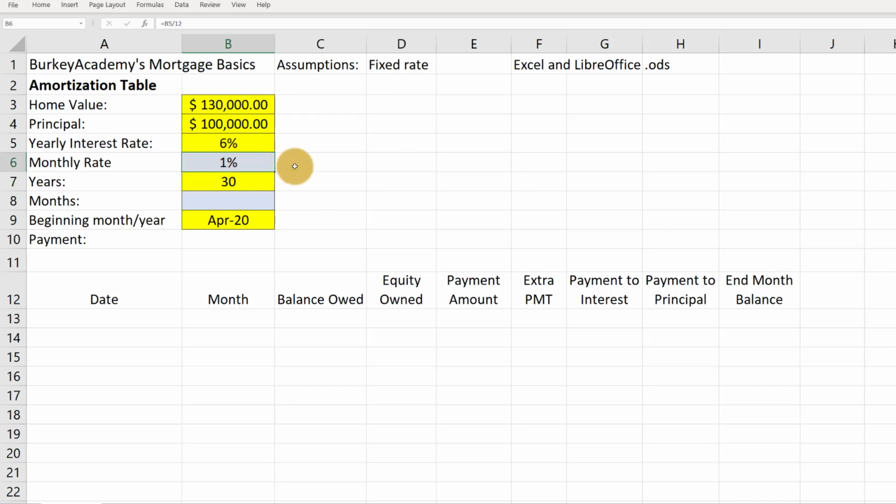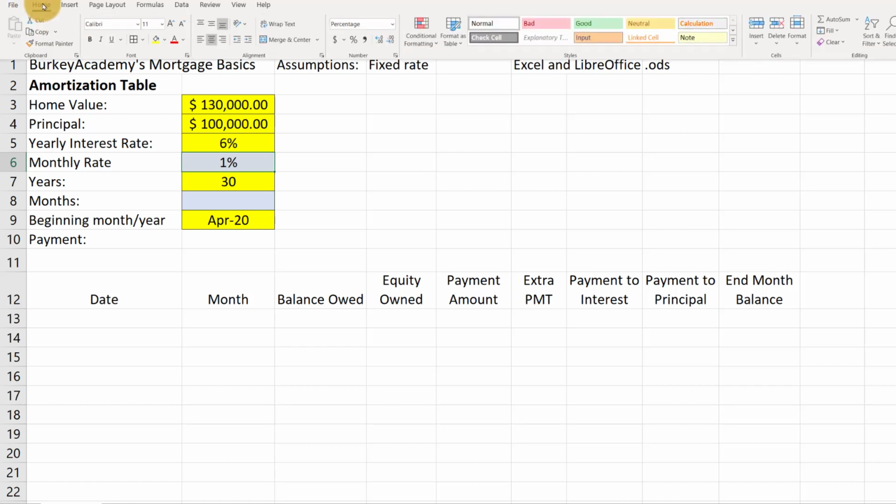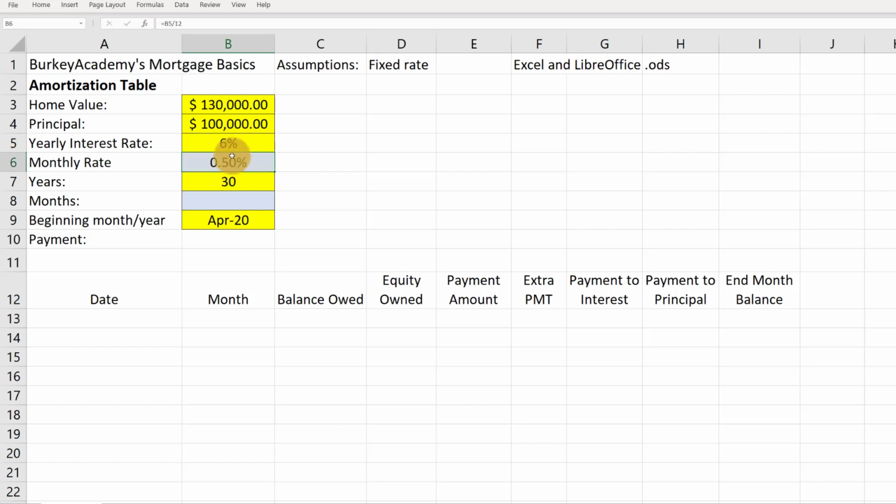And that says 1, and we know that 6 divided by 12 is not 1. The problem is it's rounding it off, so let's fix that. Open up our menu here, and here we can increase or decrease the number of decimal places shown. So now we see that that's actually 0.5, and Excel was rounding it to 1.